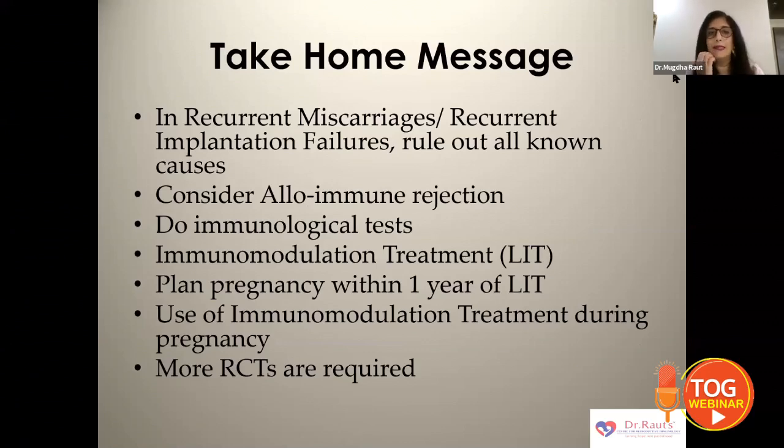So my take-home message is that in repeated pregnancy loss or repeated implantation failure, rule out all known causes. Consider alloimmune recognition at a very early stage. Do all the immunological testing. Think of immunomodulation first in the form of active immunization with LIT. Plan the pregnancy within 1 year of LIT and use immunomodulation, that is passive immunomodulation treatment, during pregnancy. However, more randomized controlled trials are required.